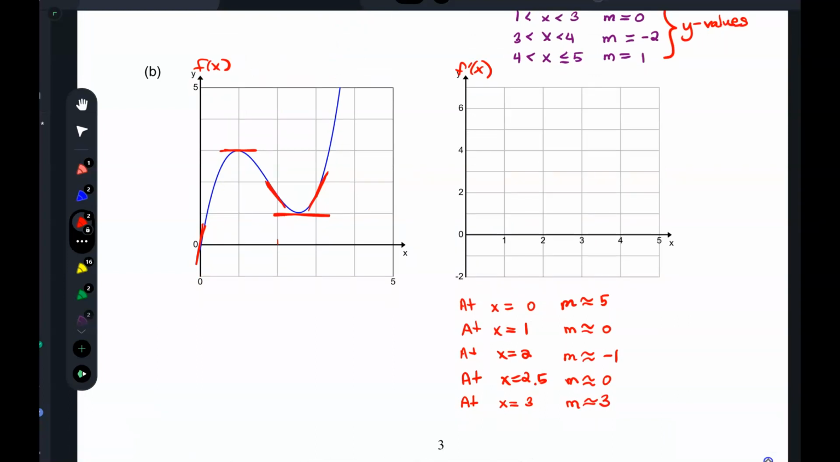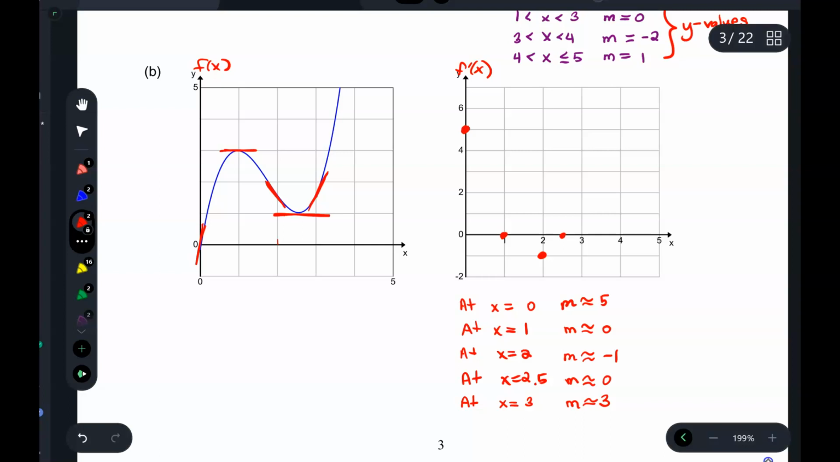Now, what we are going to do is plot these x comma y. At 0, my y value is 5, so put a point at 0, 5. At 1, remember, the slopes, all these m's, are our y values on the derivative graph. So 1 comma 0, put a point. At 2, negative 1. These are all going to be closed circles, and I'll explain why. At 2.5, I get 0. And at 3, I get 3. Now I'm going to connect them with a smooth curve as best you can.